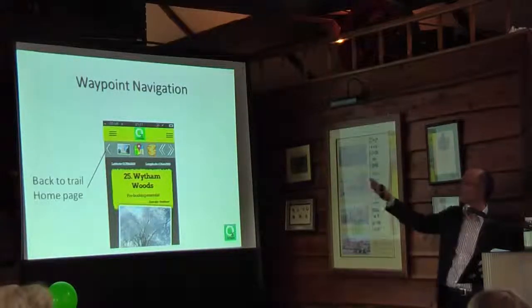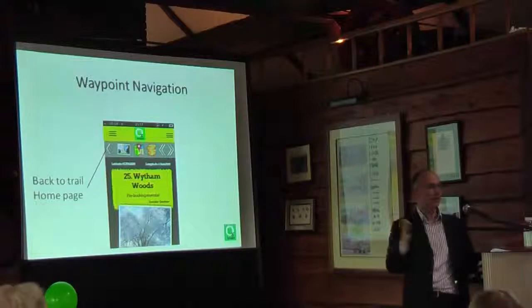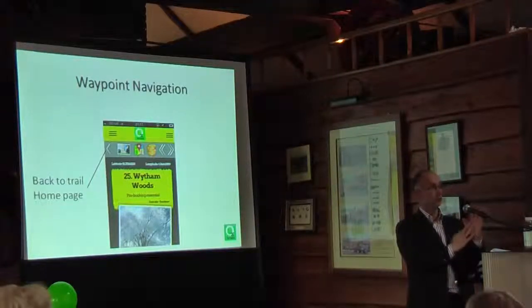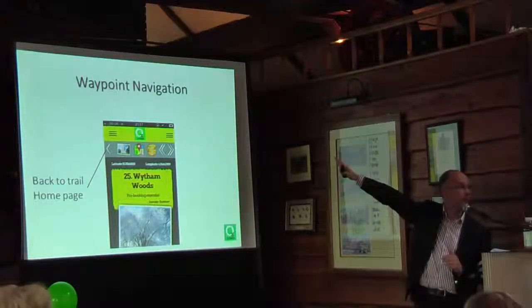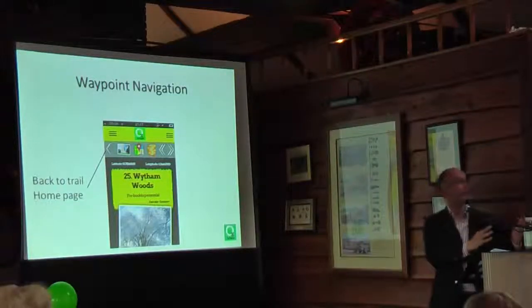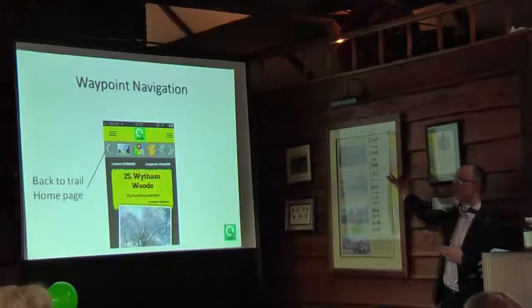Just going through the navigation, obviously a little arrow takes you back to the start of the trail that you're on. If you go to the 3 dashes at the top, it will either take you back to the home page of the app, or it will take you into your Twitter accounts.